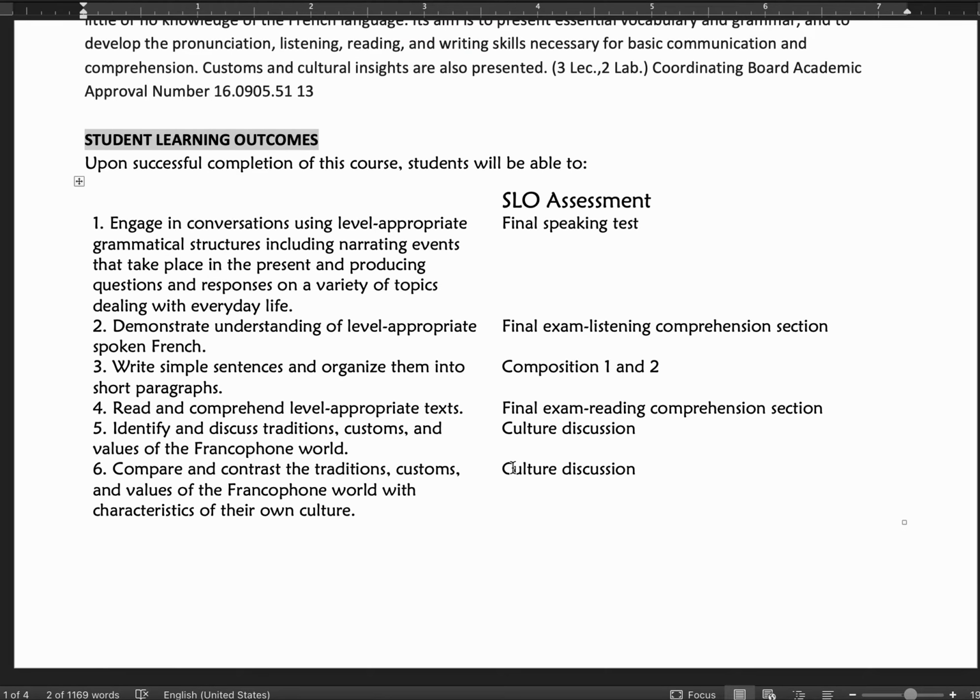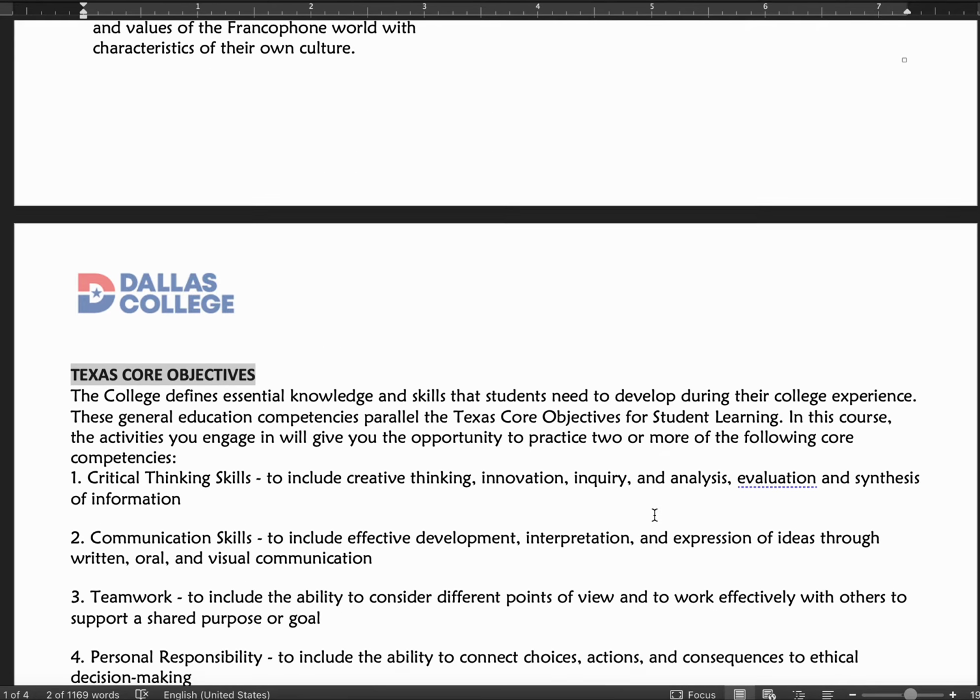You will be writing simple sentences and organizing them into short paragraphs. You will do that with our compositions that you will do in French. You will read and comprehend level appropriate texts. You will identify and discuss traditions, customs, and values of the Francophone world, and you will compare them with your own. You will contrast those traditions, and you will hopefully compare them with your own culture. And you will do that in our culture discussions.